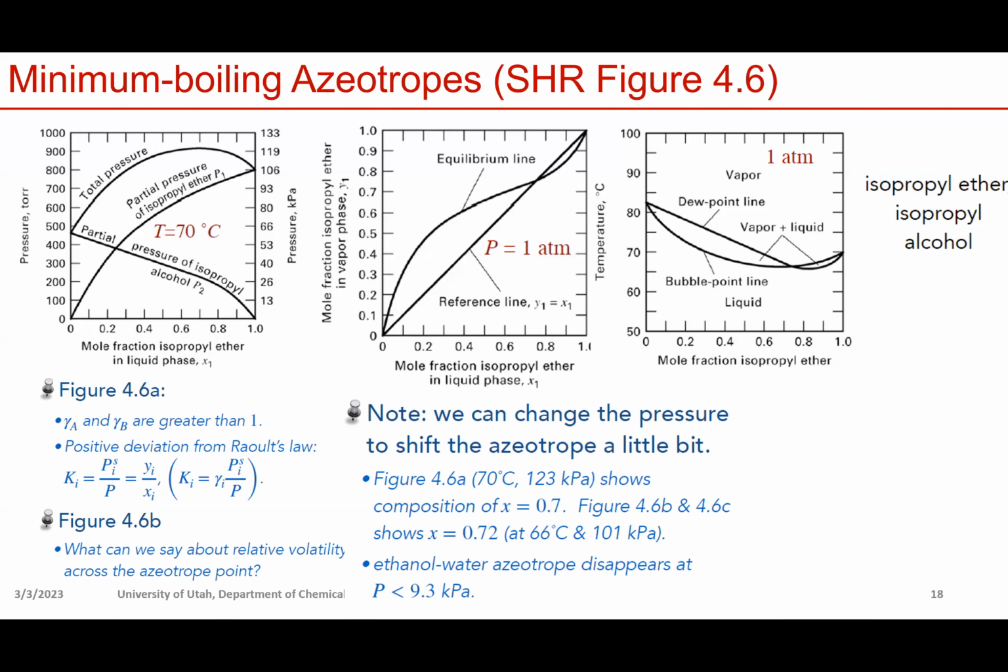In some systems, the behavior of the system could change if you change the temperature, right? So, for example, for the ethanol water azeotropic system, if you reduce the pressure from 1 atmosphere to less than 9.3 kilopascal, then this azeotropic point will shift to one side and disappear, and your system will convert from an azeotropic system to a normal system. Then you will be able to separate them. Okay.